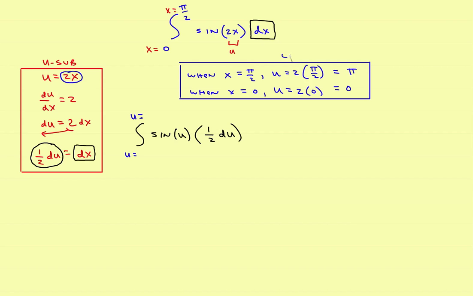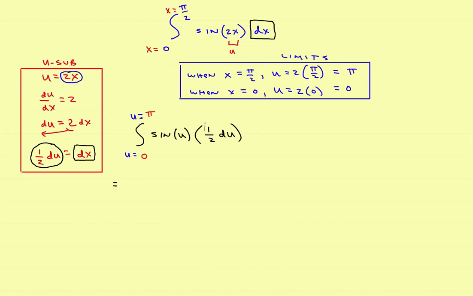So there are my new limits. And what that means is I'll now evaluate this thing from x equals 0 to x equals, or from u equals 0 to u equals pi. Again, keep them in order. Top one goes with the top one, the bottom one goes with the bottom one. And now it's just a matter of evaluating this antiderivative.